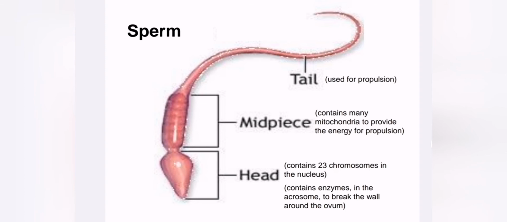The midpiece of the sperm contains plenty of mitochondria, and it's the mitochondria that provide the energy for the movement or the locomotion of the sperm. Right at the top we can see the tail, and obviously the tail is the one that is used for propulsion. That's the one that makes the sperm move. So you are welcome to pause the video here and copy this picture down if you like. Otherwise, you can also find it in your textbook.